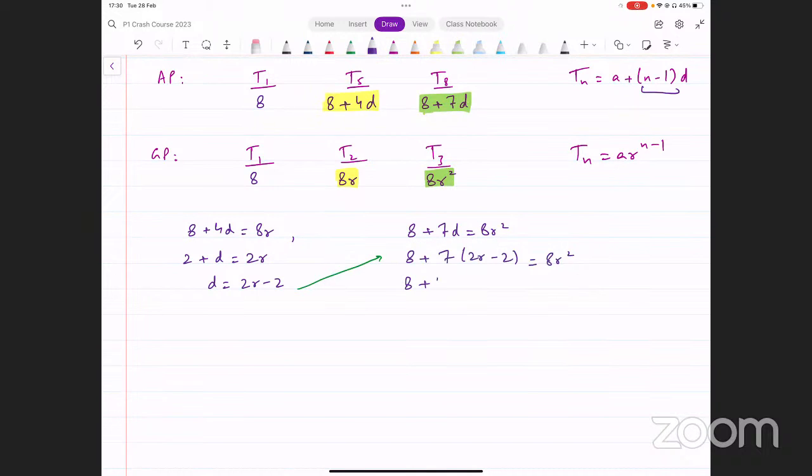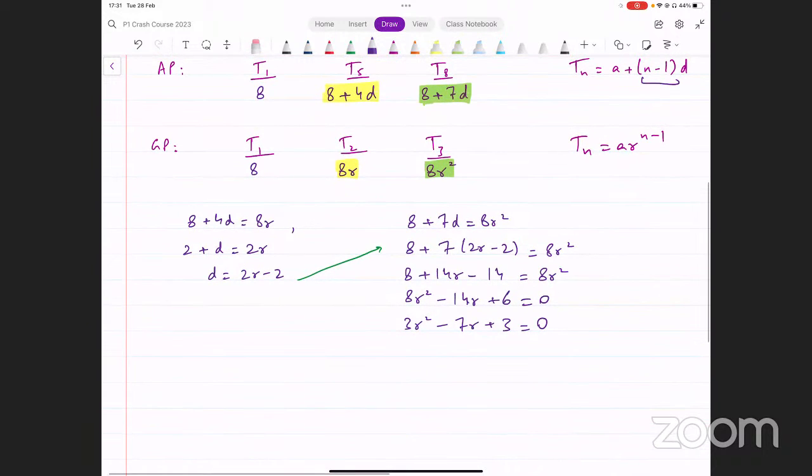We can figure out this value. So this is 8 plus 14r minus 14 equals 8r squared. And this is going to become 8r squared minus 14r. You have minus 6 on this side, it goes to the other side and becomes plus 6 equal to 0. We could simplify this, which gives us 3r squared minus 7r plus 3 equal to 0. And in this equation now, we could use quadratic formula, or we could do the middle term breaking thing. You can do whatever you prefer.